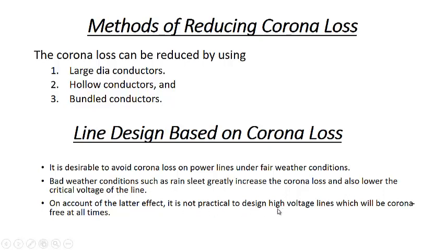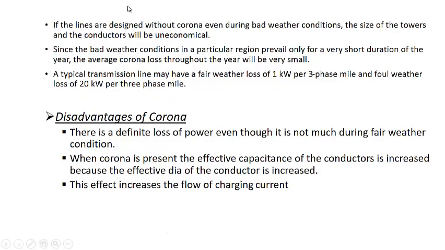It is not practical to design high voltage lines which will be corona free all the time. If we design the line on the basis of the coronal loss in bad weather conditions, it may be practically uneconomical. If the lines are designed without corona, even during bad weather conditions, the size of the towers and conductors will be uneconomical. Since bad weather conditions in a particular region prevail only for a very short duration of the year, the average coronal loss throughout the year will be very small.